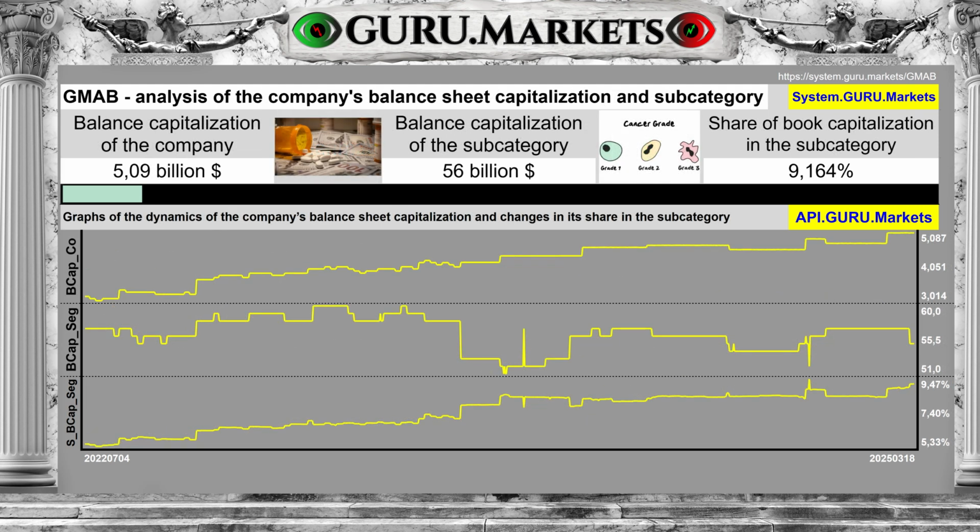The company's balance sheet capitalization is $5.09 billion. And the capitalization of the subcategory is $56 billion. Genmab AS constitutes a share of 9.164%.